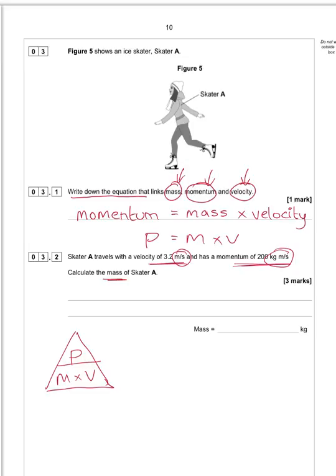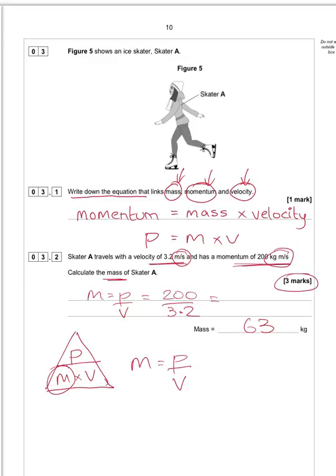Okay, so if you cover up mass, what's left is, for the equation, mass is equal to P divided by V. That's what's left over once you cover up the thing that you're trying to make an equation for. Or equally, you could just remember how to rearrange that equation. So mass is equal to momentum divided by velocity. Show your working out. So it is 200 divided by 3.2, which comes out to be 63 kilograms.